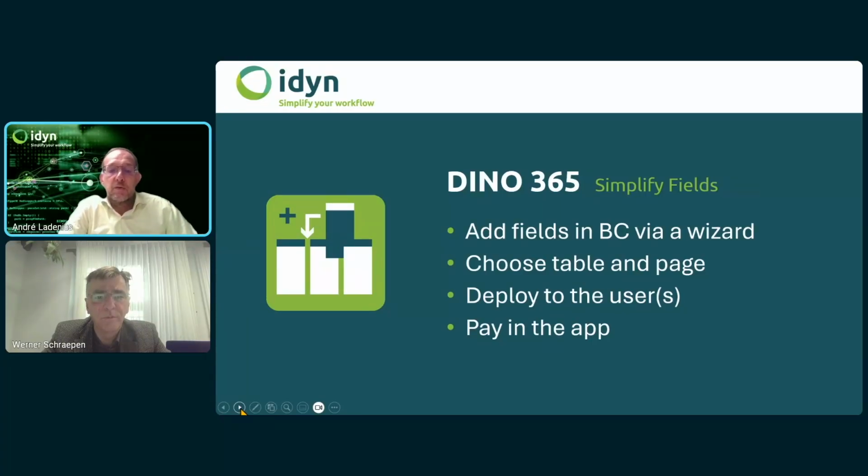In that wizard, you can choose a table and a page where you want to have the extra fields, and you can deploy it to the user who wants to make use of those fields. At the end of the creation of the wizard, you will get a pop-up for paying, and you can directly pay through a PayPal procedure. So you can directly use your new extension in Business Central.